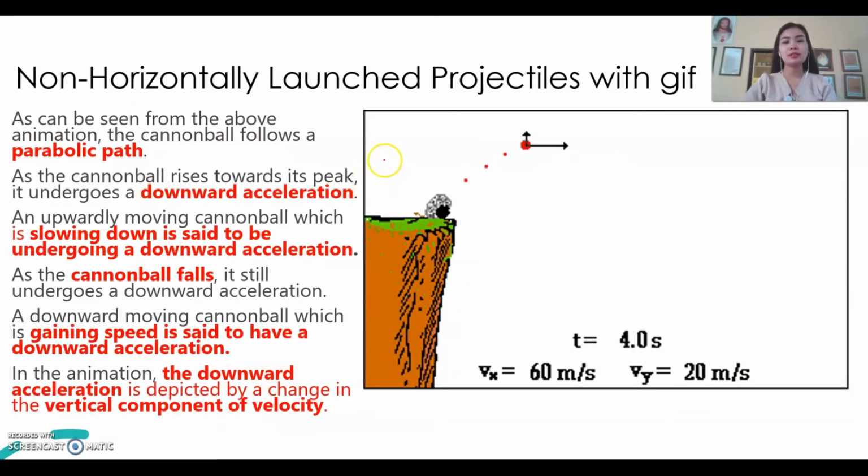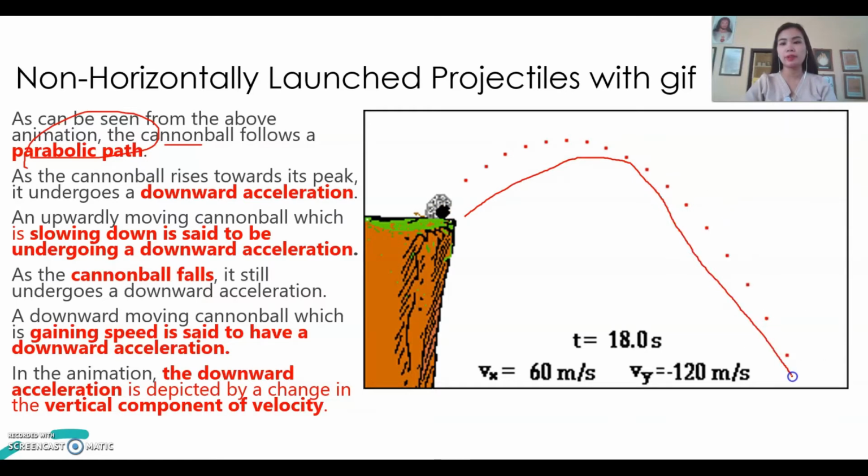Okay, as you can see in our animation, the cannonball follows a parabolic path. Asa diri ang parabolic path? Okay, try na to ni siya o follow. Ayan, and then, very good. That is our parabolic path. Now, as the cannonball rises, pasaka, towards its top, it undergoes a downward acceleration. Pag musaka na daw ni siya, kita niyo ni, okay, it will undergo now a downward acceleration.